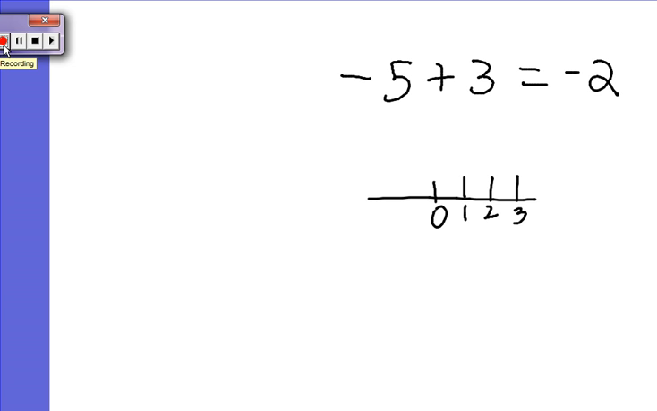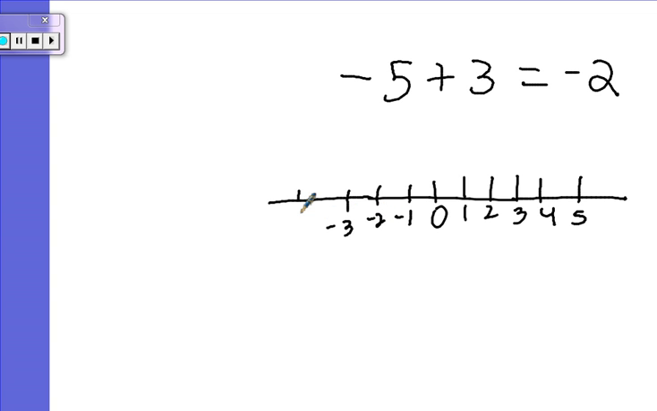All right, so if we were to model it, we could totally graph out this problem.